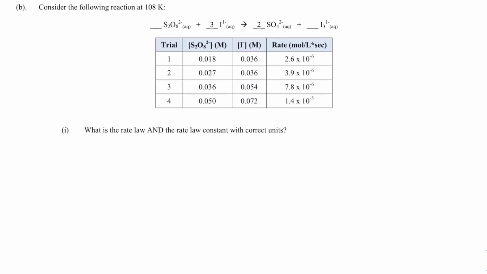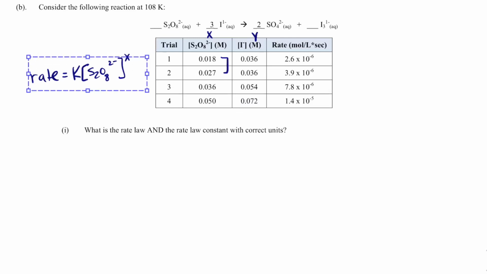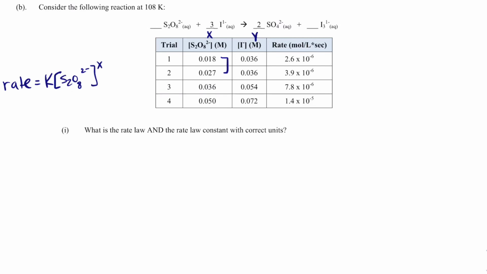Okay, letter B. Letter B is an excellent question. And so what I'm going to do is solve it the same way, x and y, and I can use experiments 1 and 2 to get y to cancel. And I know my generic answer is going to look like S208 to the x power, and then I minus to the y power.